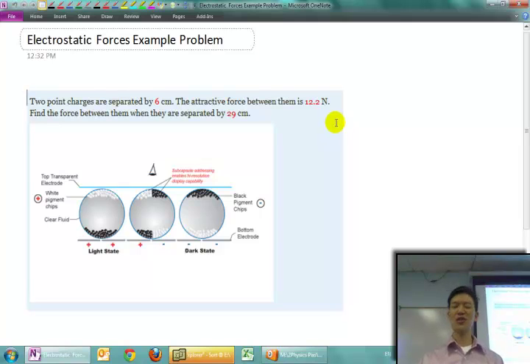Okay? In America, since we're not metric, we're not used to it. But as the world gets more international, these units will start to click more, as you learn more about sports and business and all that. Find the force between them when they are separated by 29 centimeters.